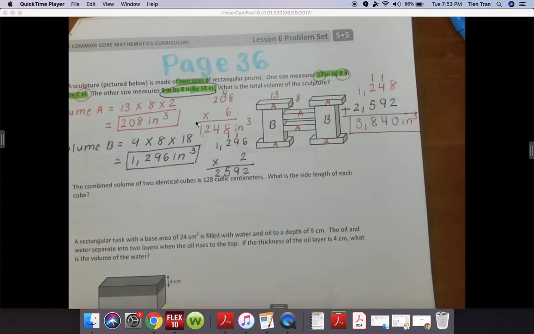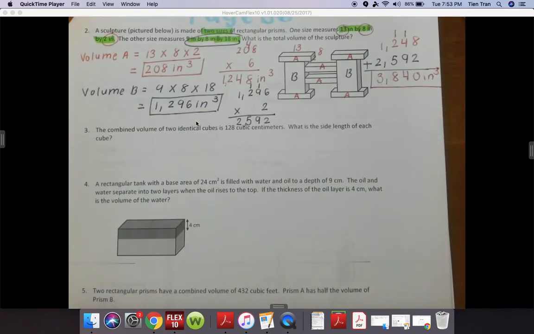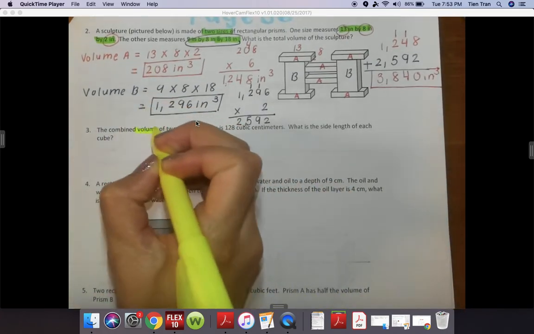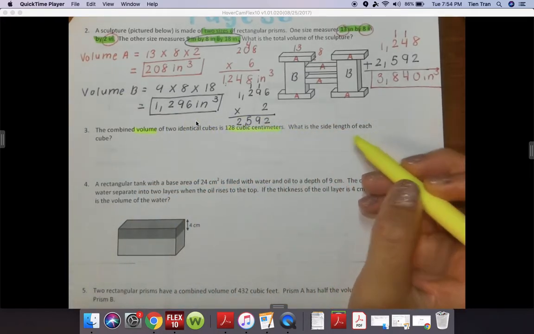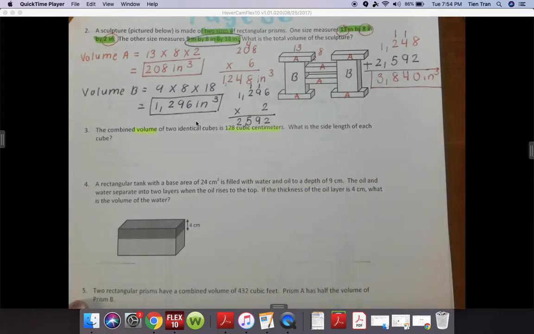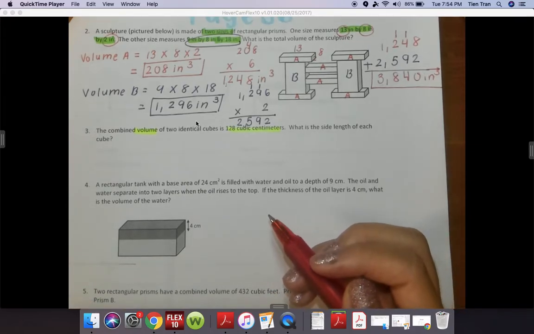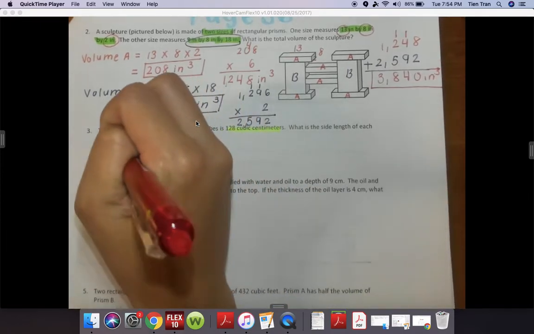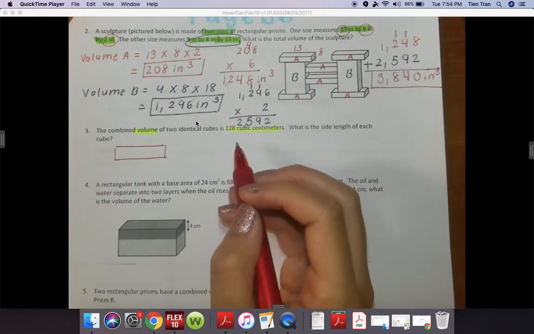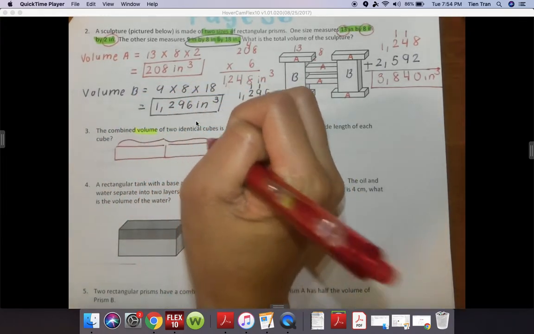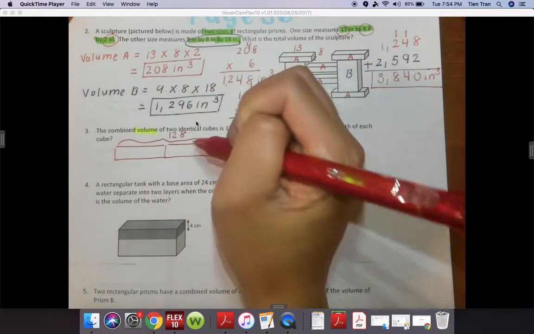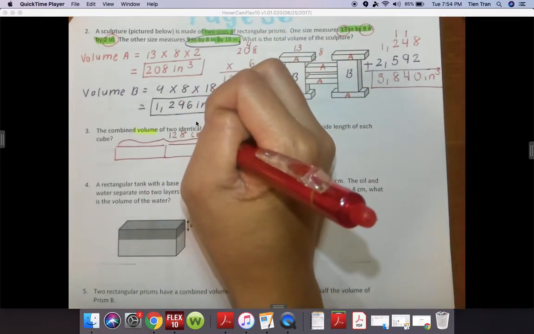Okay, now for problem 3, the combined volume of two identical cubes is 128 cubic centimeters. What is the side length of each cube? So it's telling me what the volume is, but I don't know what the other cubes are going to be. So I'm going to draw it out so that you guys can see what that looks like. So I have 1, and then I have 2 cubes, and all together I know it is equal to 128 centimeters cubed for the volume.